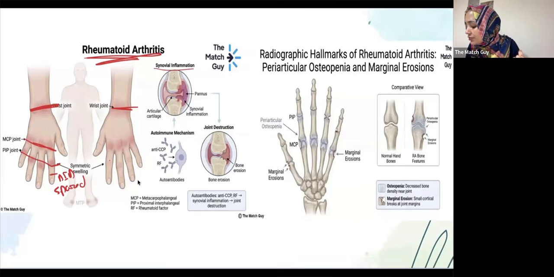And you're going to see synovial inflammation. You can see here, these are the bone erosions. It eats the bone, which is completely the opposite of osteoarthritis, right? We have bony spurs there. Here we have osteopenia, decreased bone density, and erosions on the sides. This inflammation is actually eating the bone. The autoantibodies, like we said, are anti-cyclic citrullinated peptides and rheumatoid factor.